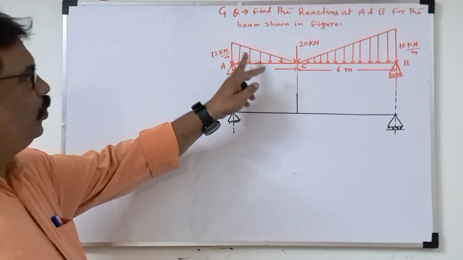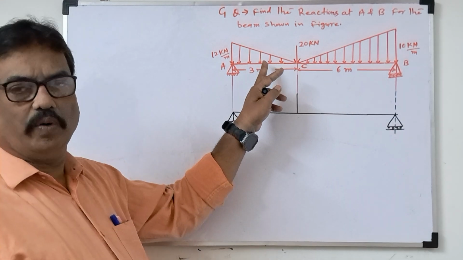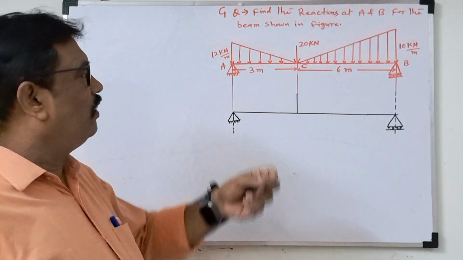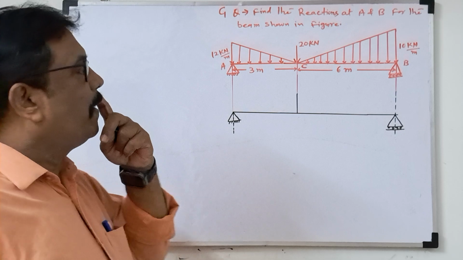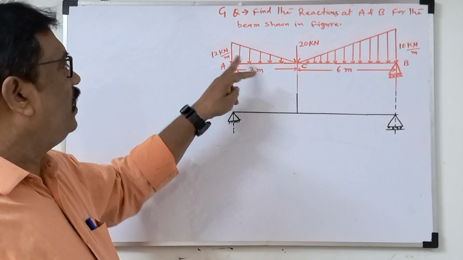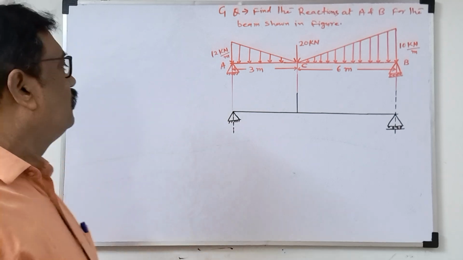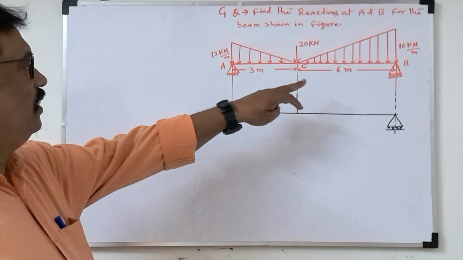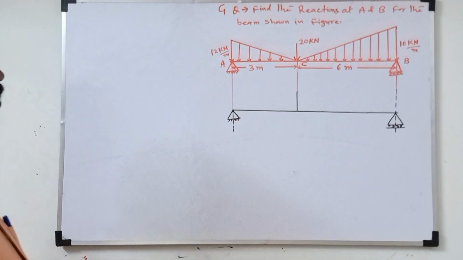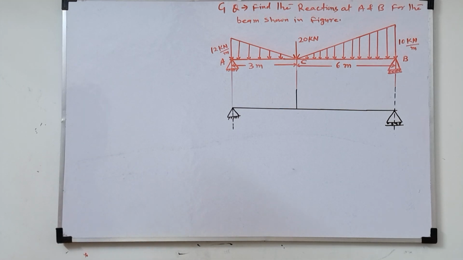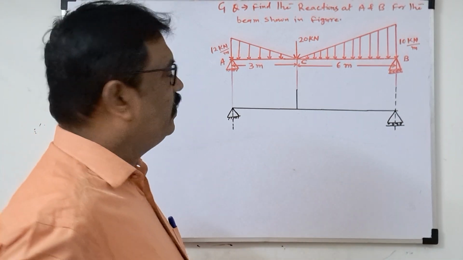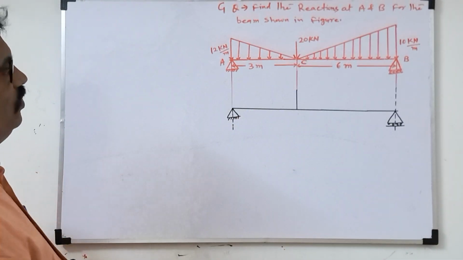Here I have taken two UVL, uniformly varying loads, also known as triangular loads, and one point load. AB is the beam where two UVL and one point load are there. We have to find the support reactions at point A and point B. How to proceed, you see here. Before solving, I will discuss the basic concepts for completing this solution.